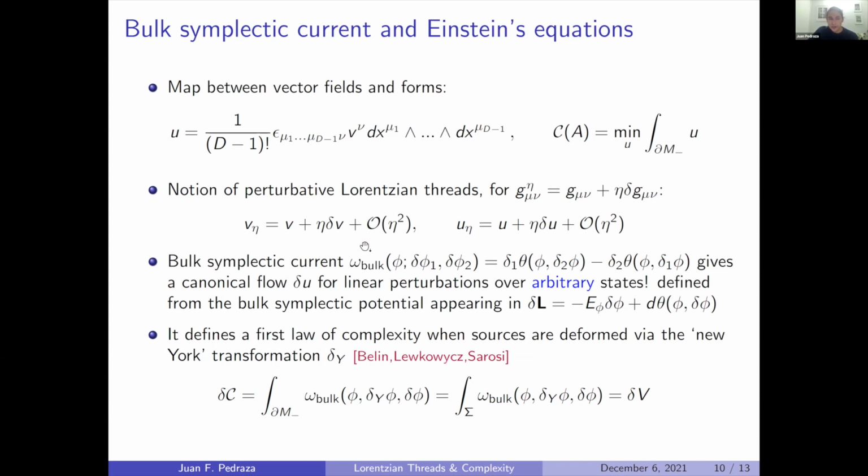Using covariant phase space techniques, we realized that there is a natural candidate for this perturbed form that is actually given by the bulk symplectic current. The bulk symplectic current is defined in this way, where theta is the bulk symplectic potential that arises in arbitrary variations of the gravitational Lagrangian. So there is the first term that is the standard one where you get the gravitational equations, and the second term that is the so-called bulk symplectic potential.